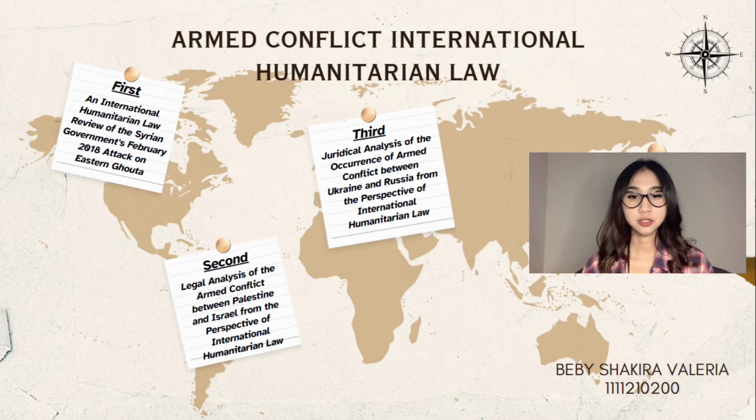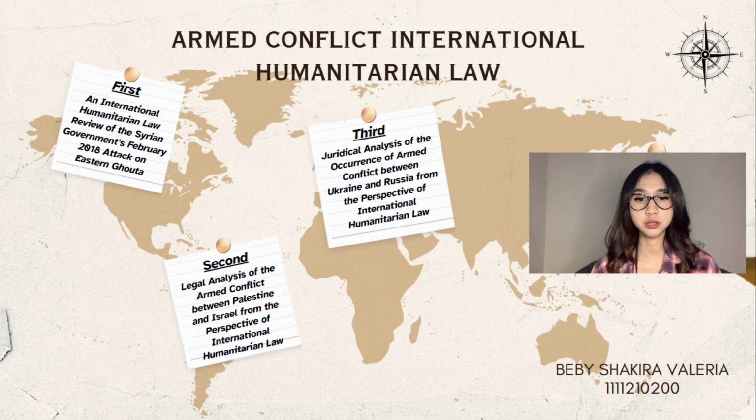Here I will discuss 3 articles about international humanitarian law. The first article is about an international humanitarian law review of the Syrian government's February 2018 attacks on Eastern Ghouta. In general, I will review, first, the background to the conflict, outlining the situation and political context in Syria, particularly in Eastern Ghouta in February 2018, as well as the impact of the attacks on the civilian population.